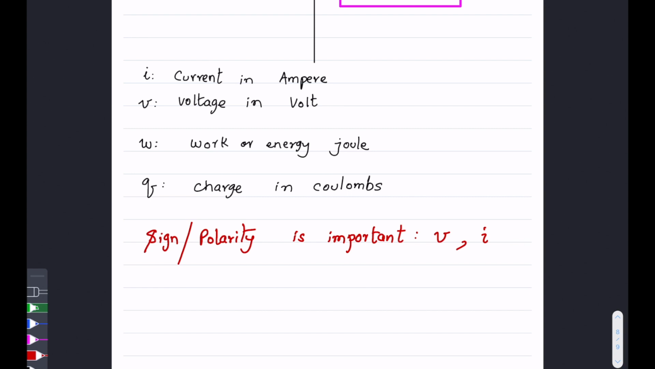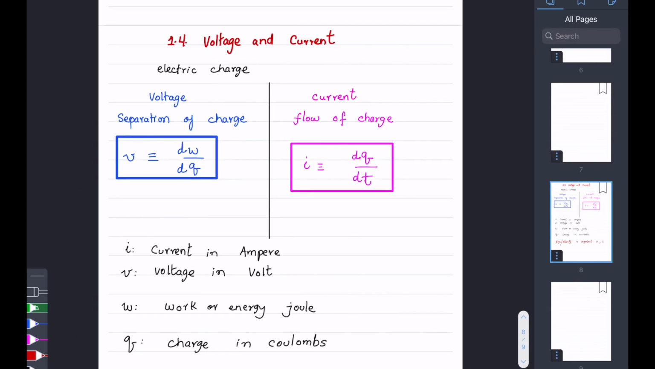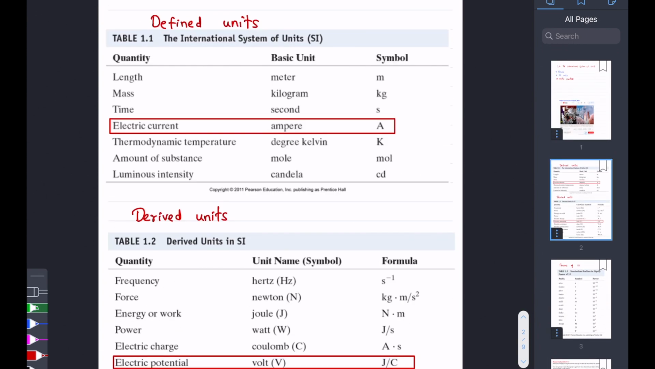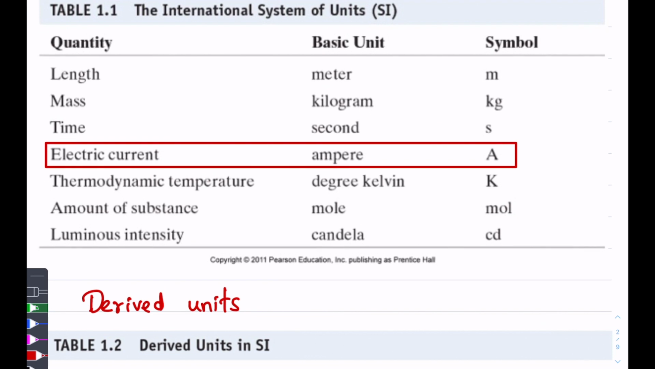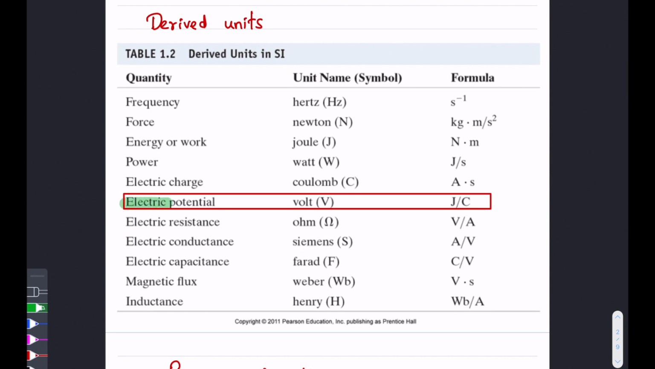Now, the other thing that I want to show you is these voltage and current quantities. You have seen them already, of course, in your prerequisite courses, in your high school courses. But in this chapter, we have seen electrical current. It's a fundamental quantity, a defined unit. Then there is electrical potential, which is used interchangeably as voltage, electrical potential. They all mean the same thing, and its unit is volts.